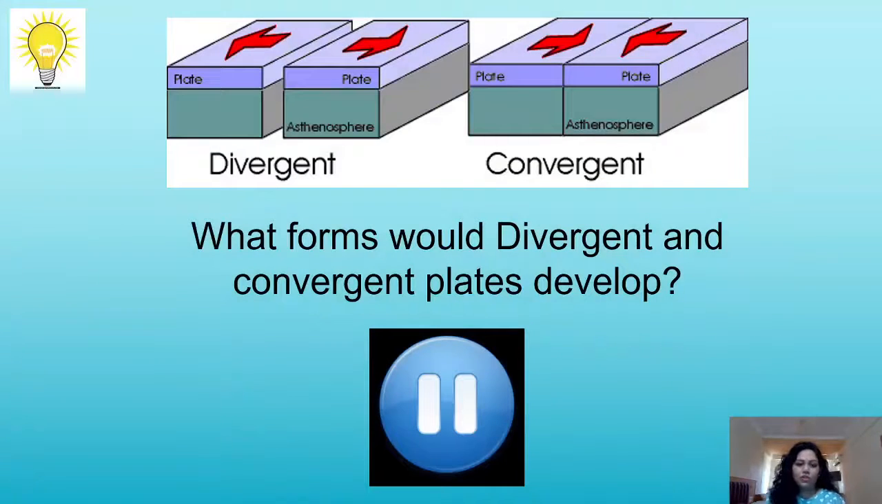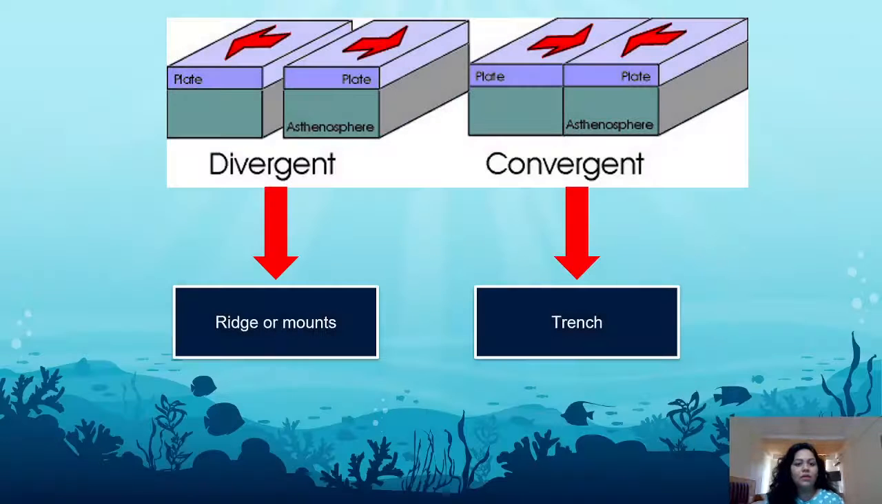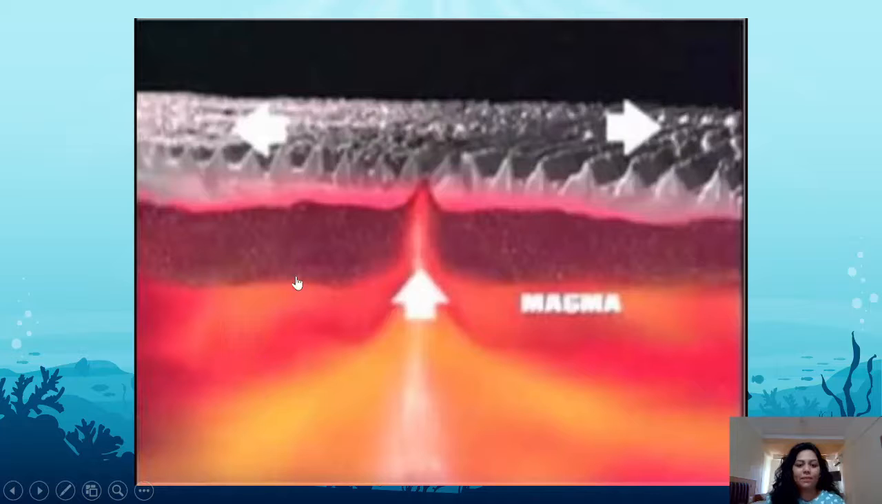Now one question: what do you think, which landforms or which underwater forms would these convergent and divergent plates form? Well, the answer is divergent plates form ridges or mounts and convergent plates form a trench. Now how it happens, that is what we will be seeing in this video.